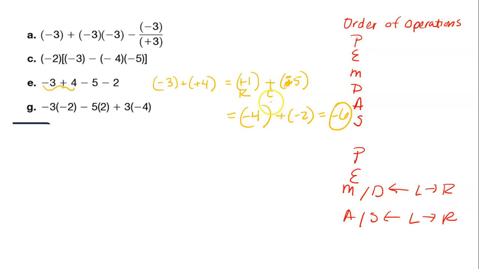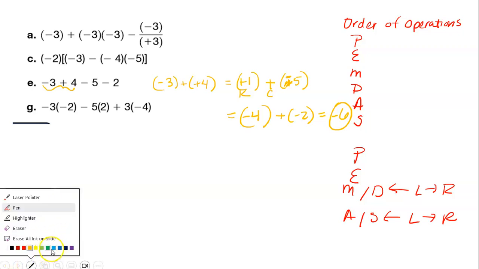But if this is confusing, please let me know. So basically, negative 3 plus 4, wait a minute, I'm sorry. Negative 3 plus 4 is positive 1. Positive 1 minus 5 is negative 4. Negative 4 minus 2 is negative 6. So I don't know if it helps to go through it that way.